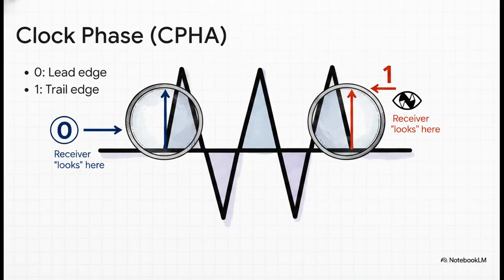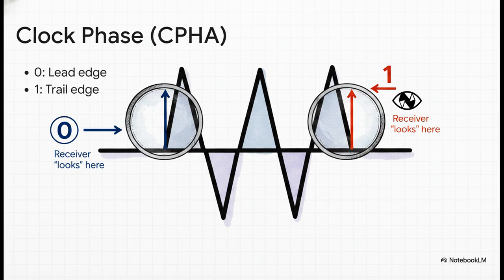Next up is clock phase, or CPHA. This dictates exactly when the receiver should actually look at the data line to read a bit. For every single clock pulse, there's a leading edge, that's the first time the voltage changes, and a trailing edge, which is when it changes back. If CPHA is 0, both the master and the slave sample the data on that leading first edge. If CPHA is 1, they wait, and they sample the data on the trailing second edge.